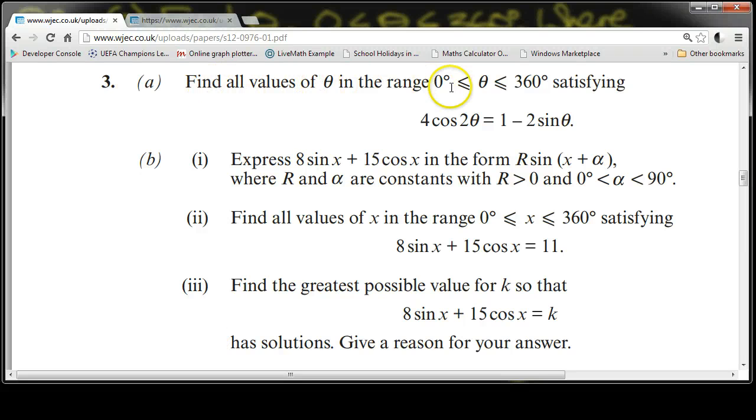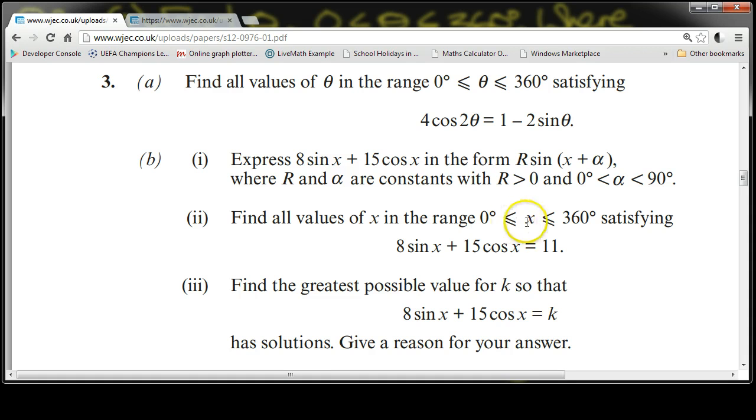Find all values of theta in the range of theta between 0 and 360 degrees, satisfying 4 cos 2 theta equals 1 minus 2 sine theta. Express 8 sine x plus 15 cos x in the form r sine (x plus alpha), where r and alpha are constants with r greater than 0 and alpha between 0 and 90 degrees.